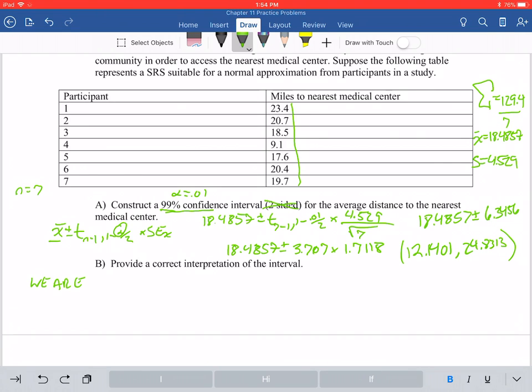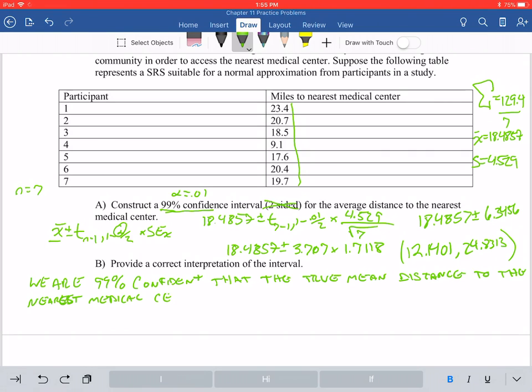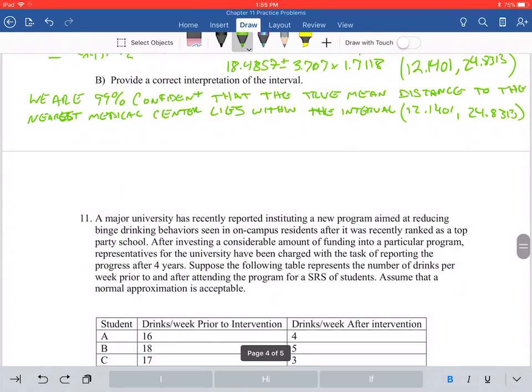This is where we state that we are 99% confident that the true mean distance to the nearest medical center lies within the interval 12.1401 to 24.8313. And that's how we do question 10.